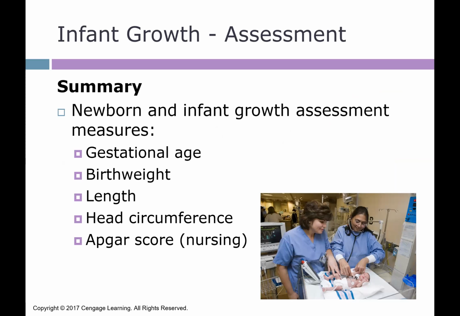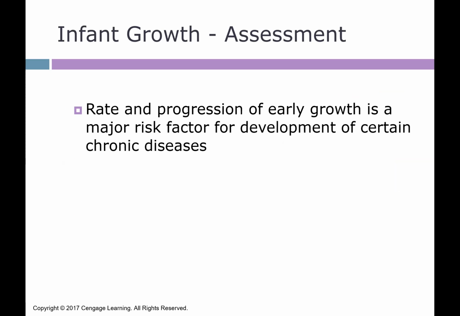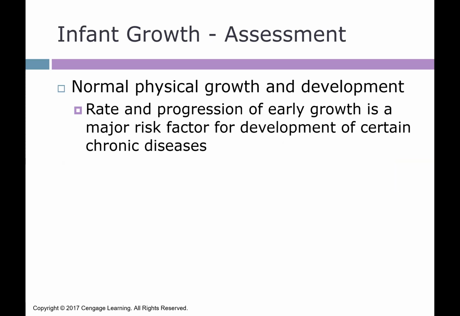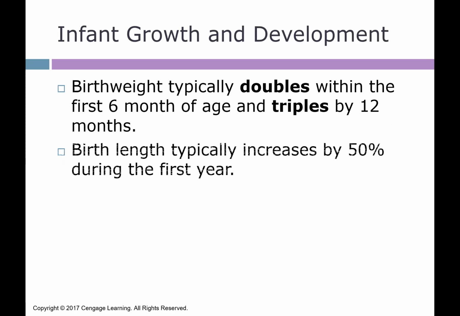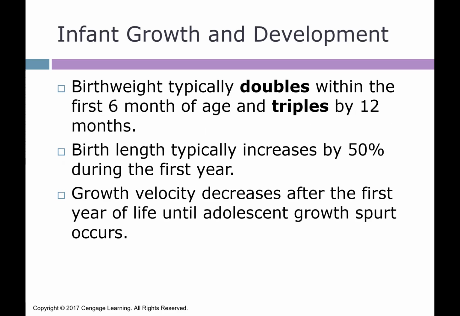So, newborn and infant growth assessment measures include gestational age, birth weight, length, head circumference, and the Apgar score. For normal physical growth and development, the rate and progression of early growth is a major risk factor for development of certain chronic diseases. Birth weight typically doubles within the first 6 months of age and triples by 12 months. So if a baby is born at 8 pounds, by 6 months that baby should be up to 16 pounds.